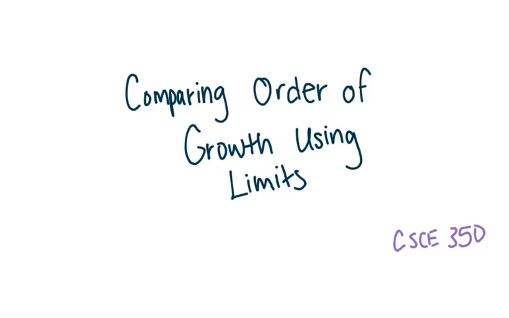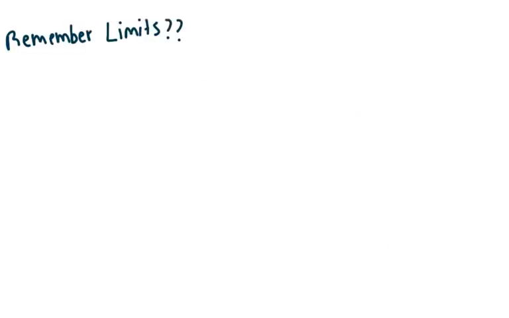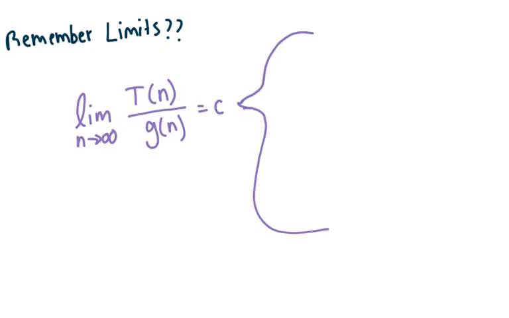Hi guys, in this video we're going to talk about comparing order of growth using limits. You can also use this method to prove things, but usually you're just comparing two functions. So remember limits. We're going to use them, so if you don't, go brush up on limits. It's not too hard, and I think even if you start from here, you'll get it. We're going to hijack the limits that we learned in calculus to do this comparison for us.